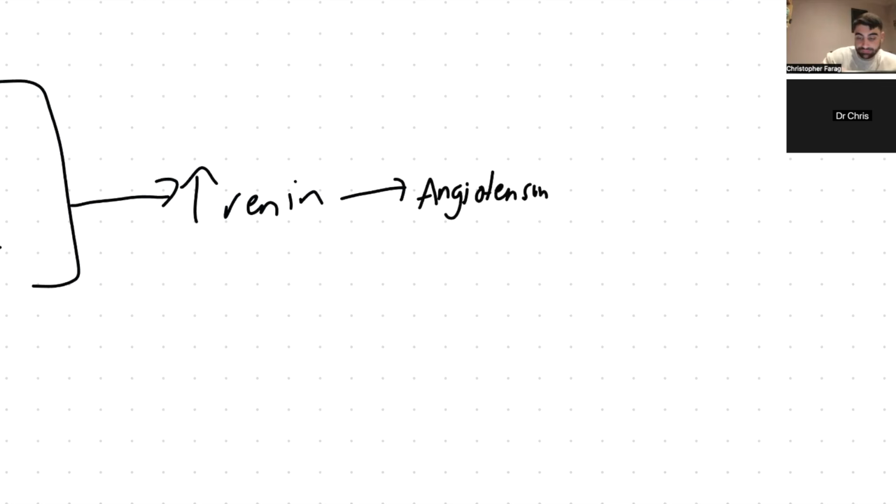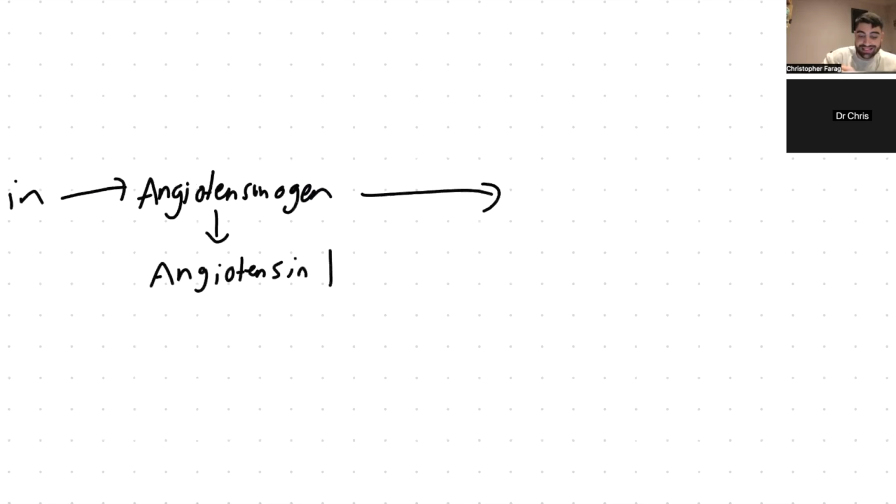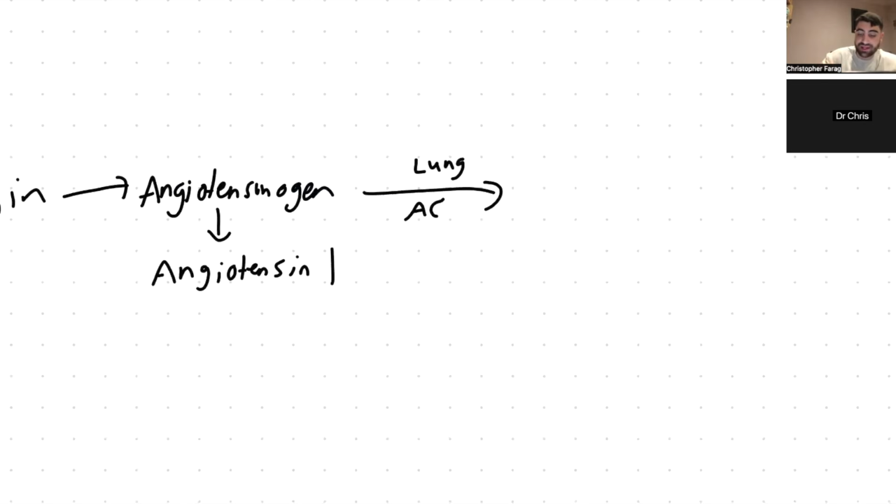Well, renin cleaves angiotensinogen into angiotensin 1. Now, that travels to the lungs, with the ACE enzyme, angiotensin converting enzyme, which turns it into angiotensin 2.